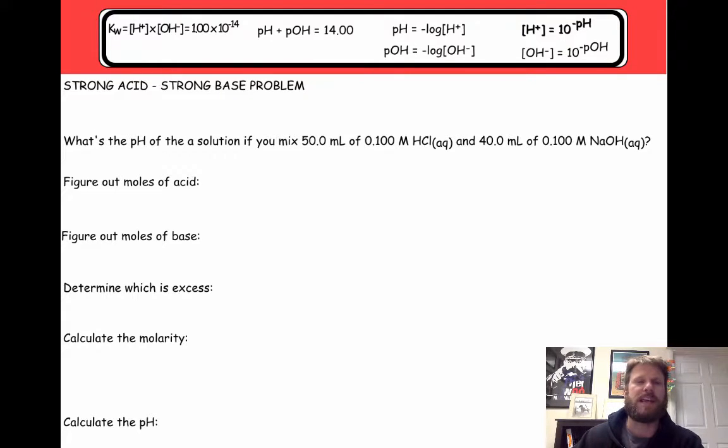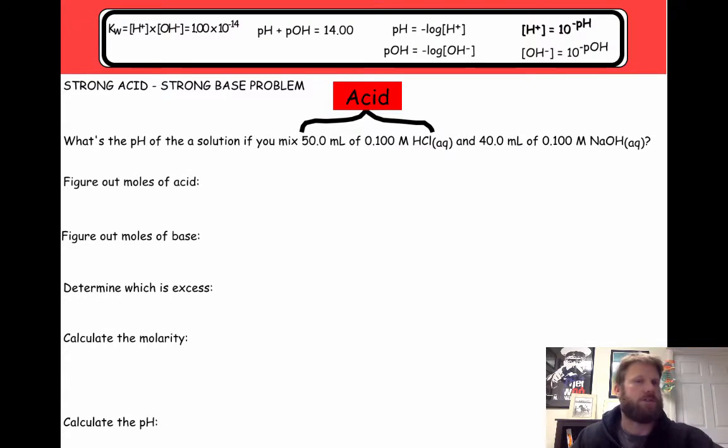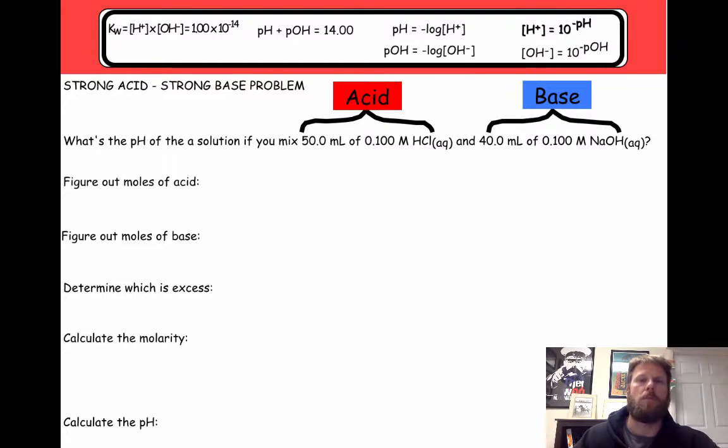For example, if we take 50 milliliters of 0.1 molar HCl and 40 milliliters of 0.1 molar NaOH, what is the resulting pH? Here are the steps to solving these problems. First of all, find out the moles of acid and the moles of base. To find the moles of acid, take the information about the acid and get moles out of it. You're given a volume and you're given a concentration of moles per liter. If you take the volume times the concentration, you will get the moles. You can do the same for the information for a base.